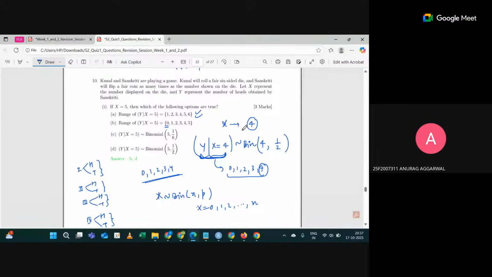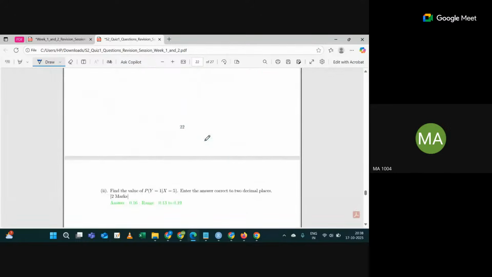What is the value of 5 by 32? 0.16. 0.15625. Yeah, it's close to 0.16. Okay, so basically, what was your approach?